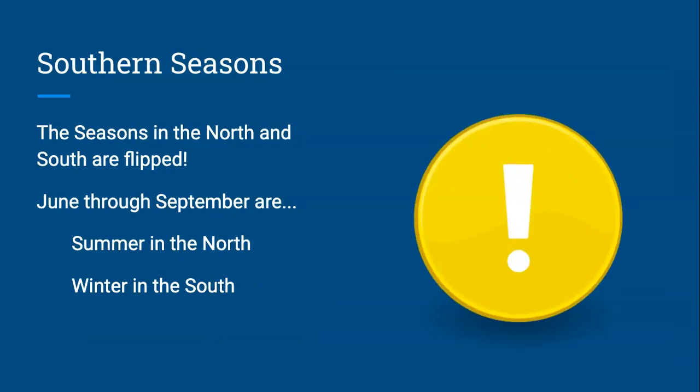Now there's one important thing to note. The seasons in the north and the south are actually flipped. So while June through September is summer for us here in the north, it's actually winter down in the south.